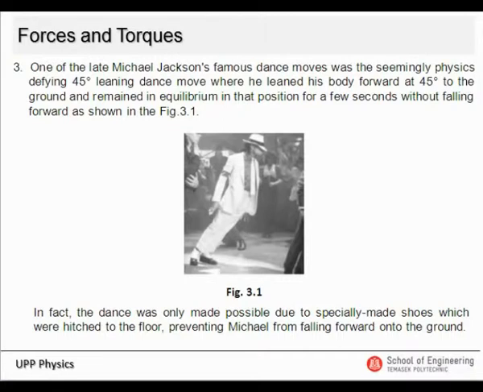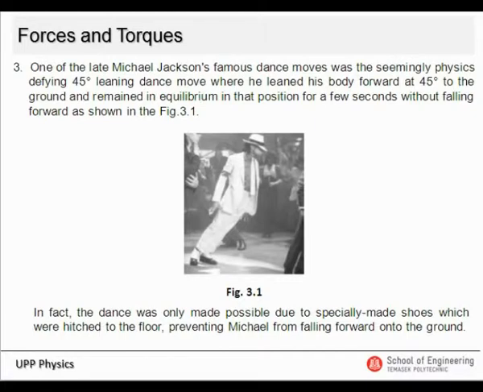One of the late Michael Jackson's famous dance moves was the seemingly physics-defying 45 degrees leaning dance move, where he leaned his body forward at 45 degrees to the ground and remained in equilibrium in that position for a few seconds without falling forward, as shown in figure 3.1.